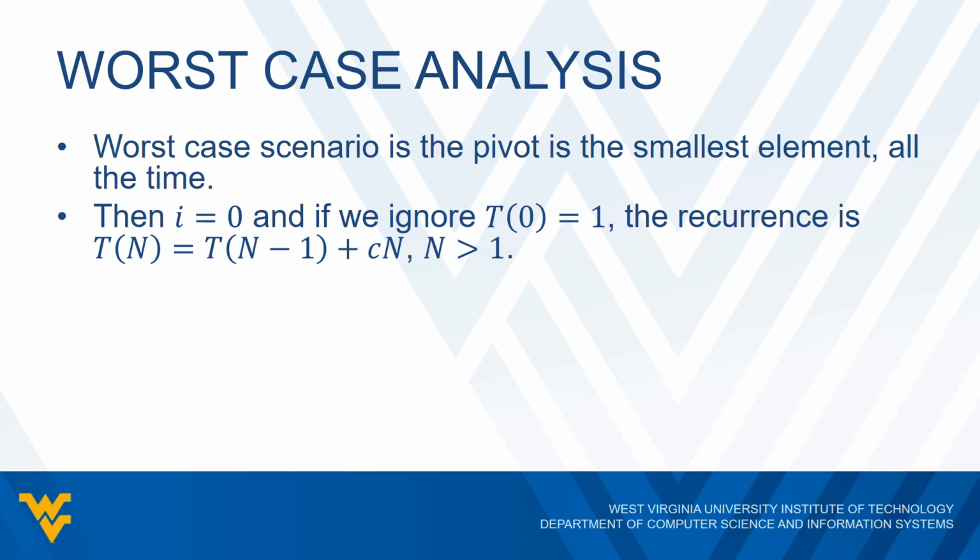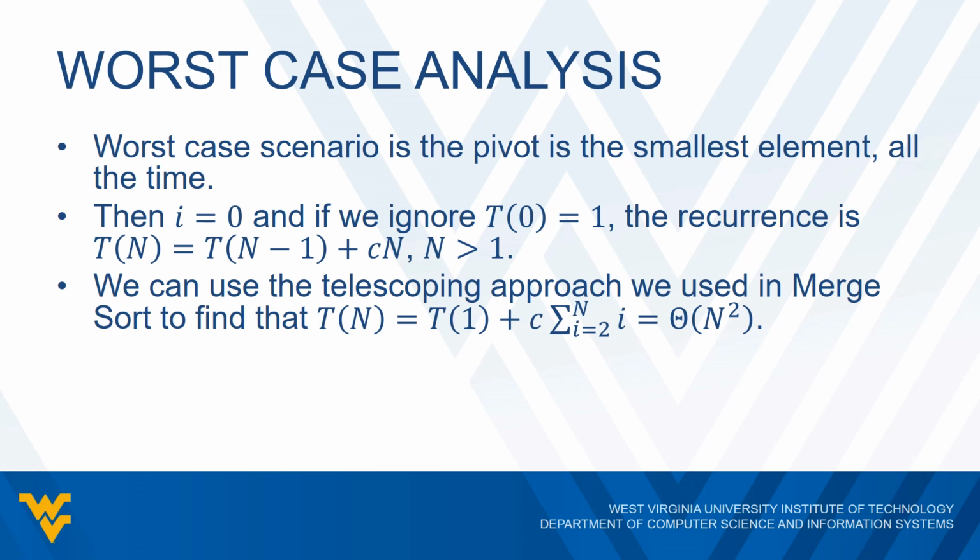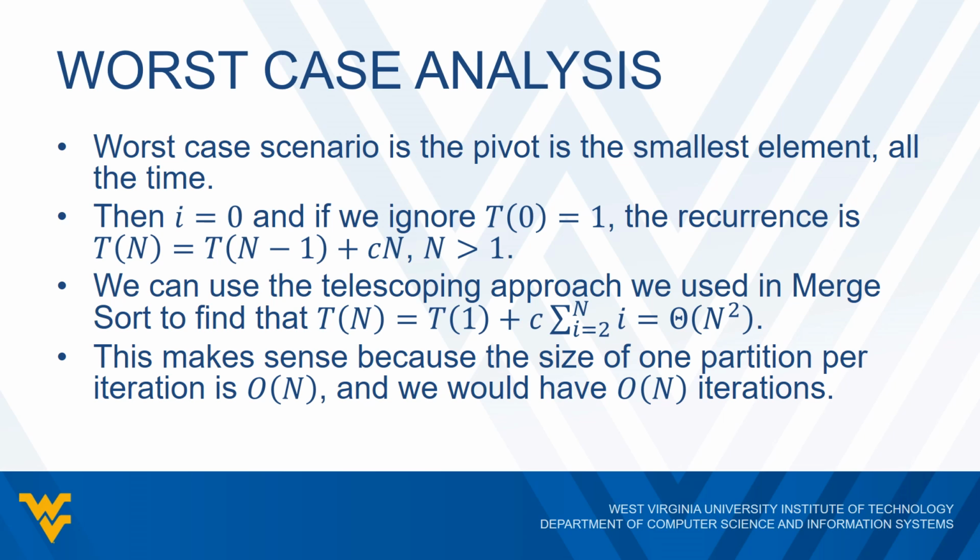So how do we solve this? Well, we can use the same telescoping approach that we used for the merge sort algorithm. And if we do that, we would find that t of n is equal to t of 1 plus c times the sum of i, where i goes from 2 to n. And from that sum, it turns out that we would get theta of n squared. And this does make sense when you think about what would actually be going on in this case. The size of one partition per iteration is O of n, and we would have O of n iterations. Therefore, it does make sense that this would turn into theta of n squared.